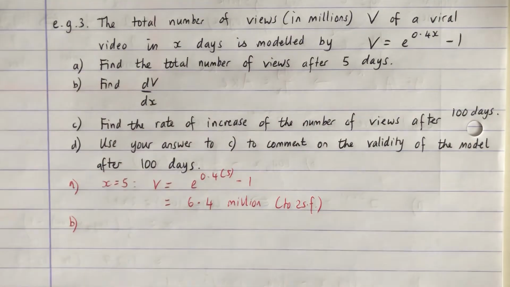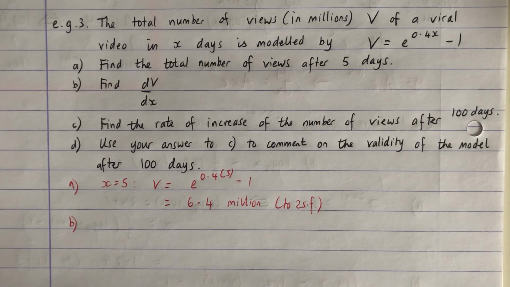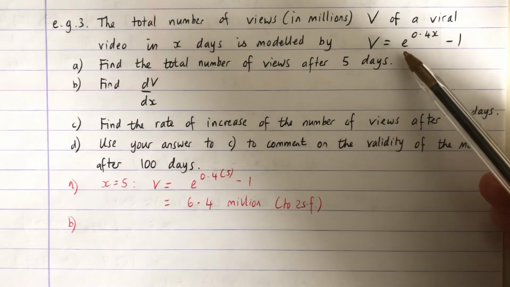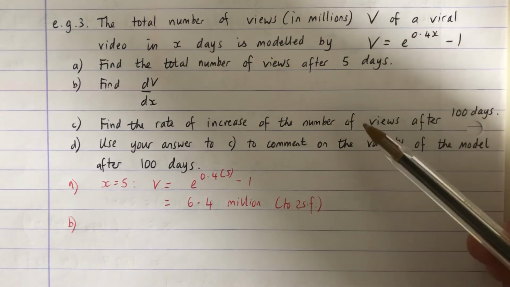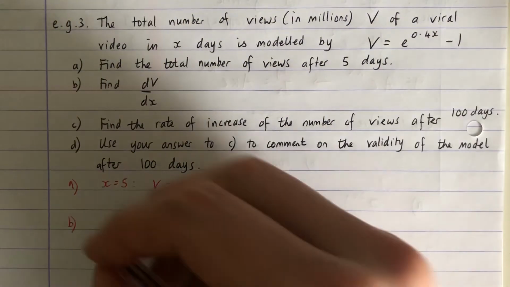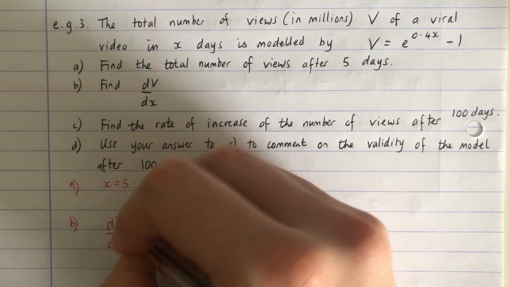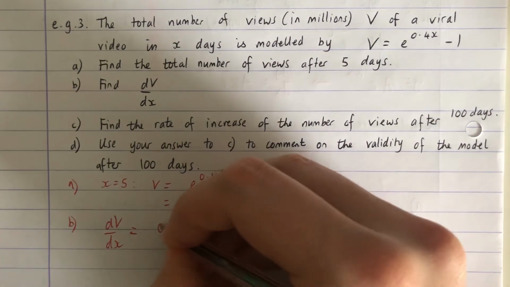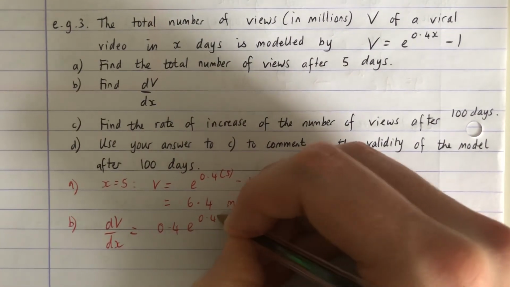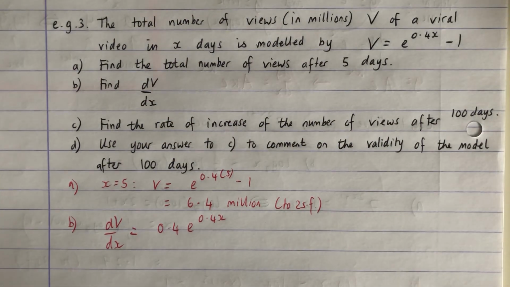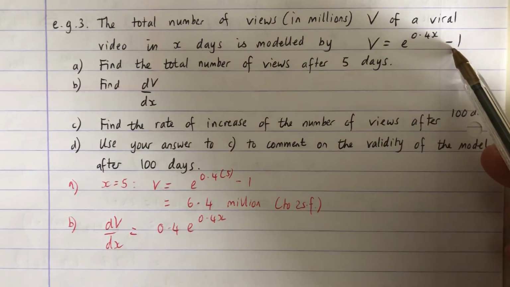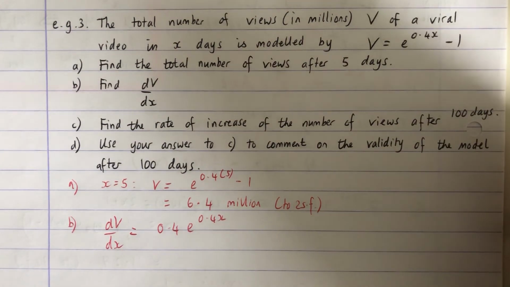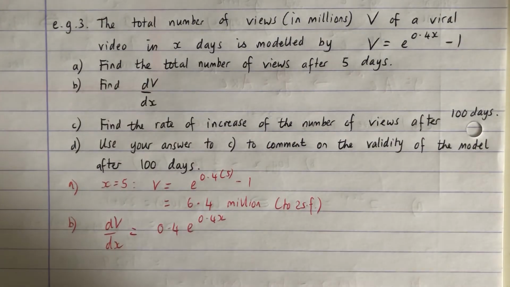Part B. Find dV by dx. So dV by dx. We stated how to differentiate something like e to the power of kx on the previous page. So dV by dx, e to the 0.4x would go to 0.4 e to the 0.4x. If the x has got a multiple, you times by that multiple. What does 1 differentiate to? It disappears. So that's your final answer for that one.